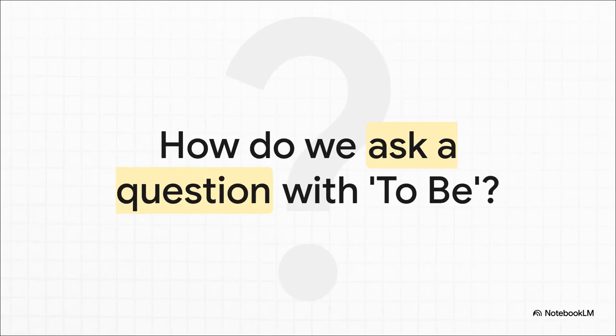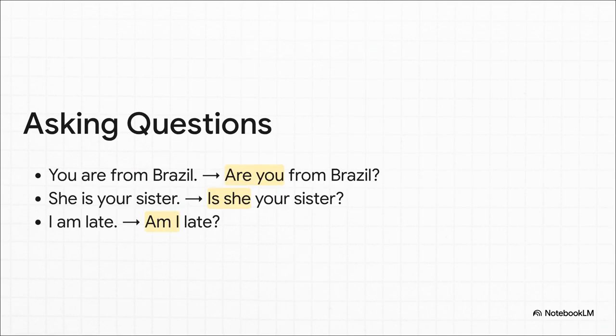Okay, so we've got positive statements and negative ones. That's great, but conversations are two-way streets, so how do we ask a question? Believe it or not, this is also incredibly simple. You don't need any new words, you just switch things around. Check this out. If you have a statement like, you are from Brazil, all you have to do to make it a question is flip the first two words. It becomes, are you from Brazil?